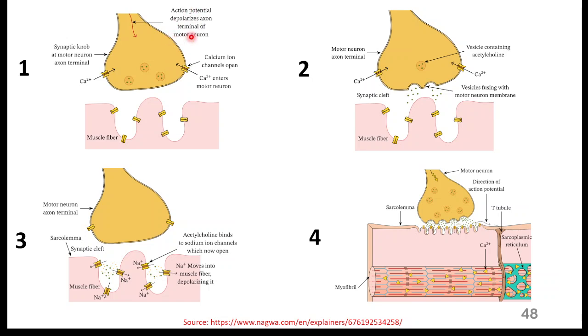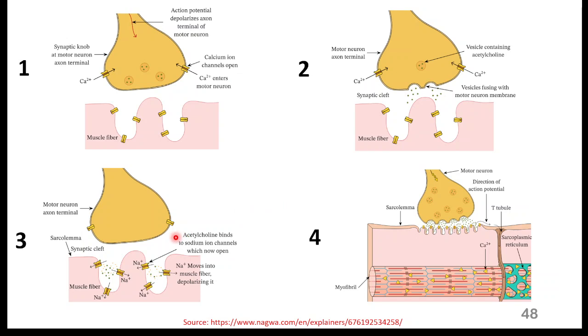calcium channels in the motor neuron to open, and calcium enters into the motor neuron. Now the influx of calcium into the motor neuron will cause vesicles that contain the neurotransmitter acetylcholine to move to the membrane of the neuron. The vesicles will fuse with the membrane of the neuron and release acetylcholine into the synaptic cleft. The acetylcholine diffuses across the cleft to the skeletal muscle, right?